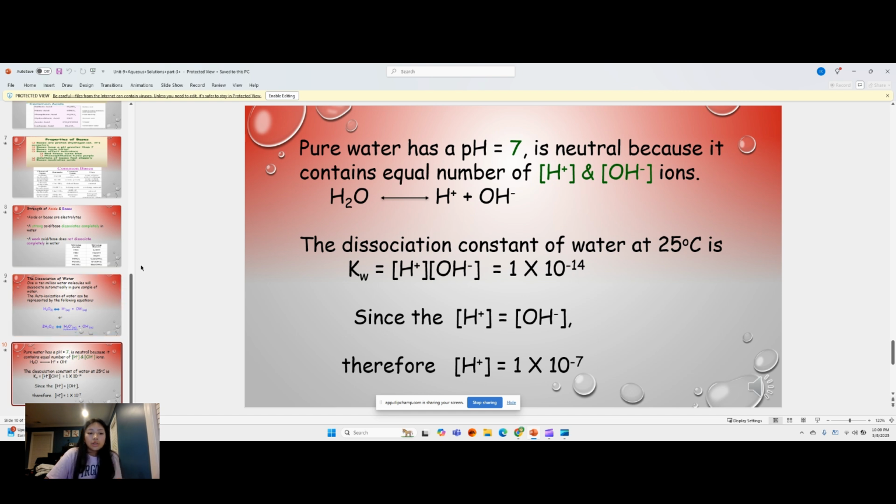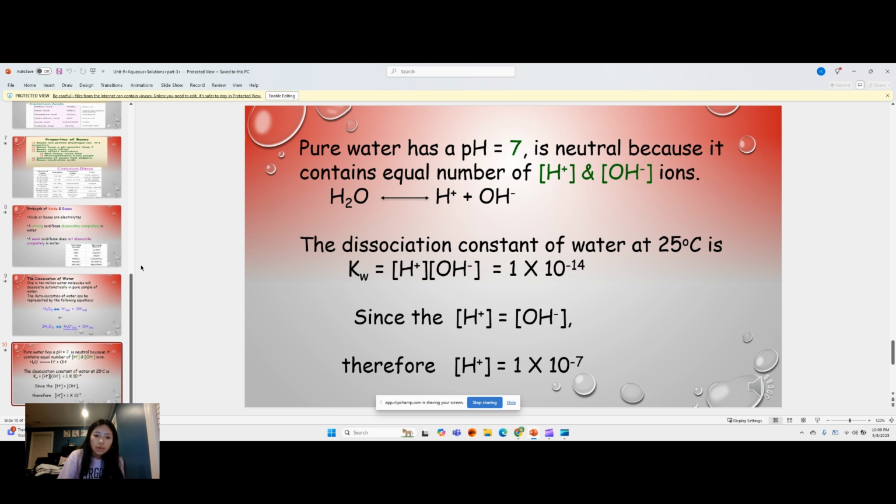Okay, so this slide is just how to calculate pH. So as I said earlier, pH is basically the concentration of your hydronium ion or hydroxide ion or your concentration of your hydrogen ion. So what you do is the dissociation constant is your Kw.